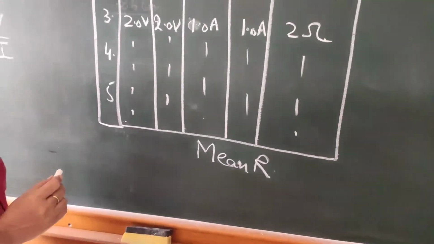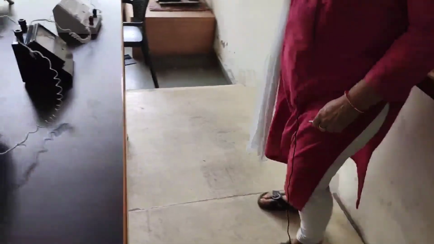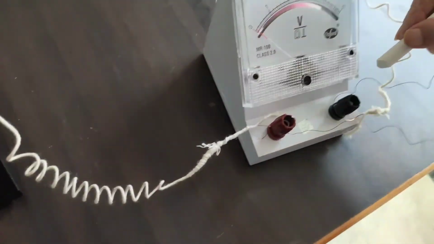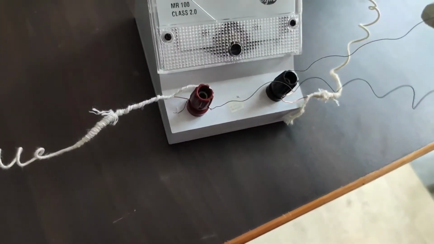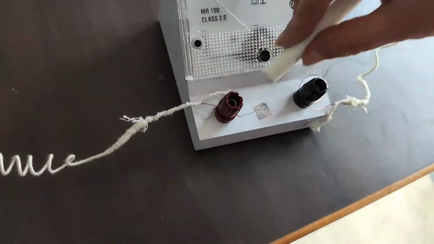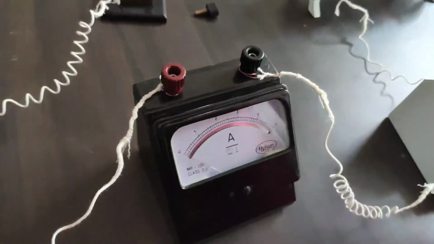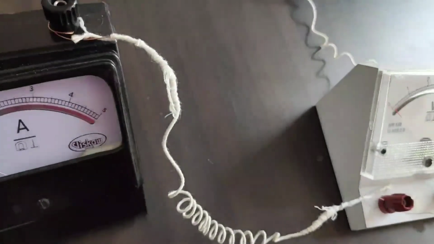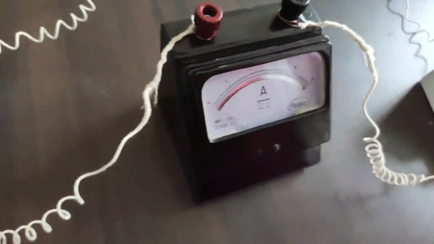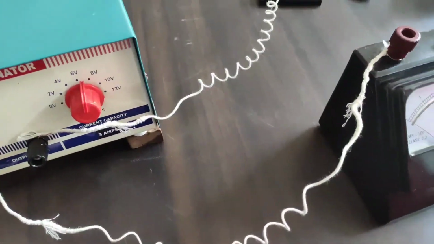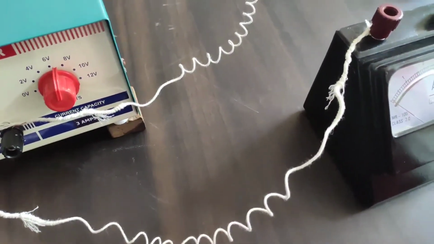After this you will cut the wire. This wire which is connected across the positive and negative terminals, this thin wire you will cut with the help of a cutter and you will make it straight, and by putting it on the scale you can find out the length of this wire. So by taking the ratio of R to L, you will get the resistance per unit length of the wire.